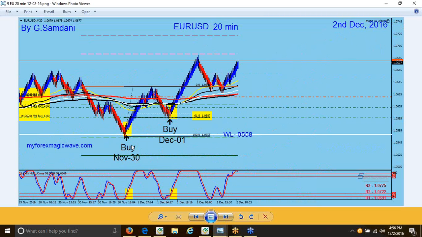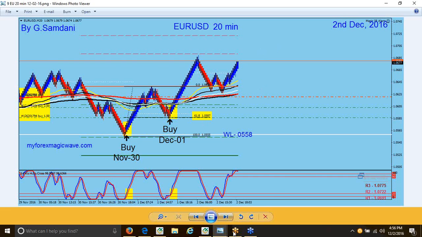So this entry was November 30th, it moved a little bit, then it came down and bounced again from 61%. This is December 1st, and then I just closed the trade on December the 2nd.